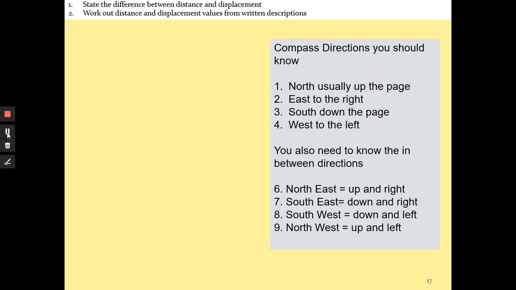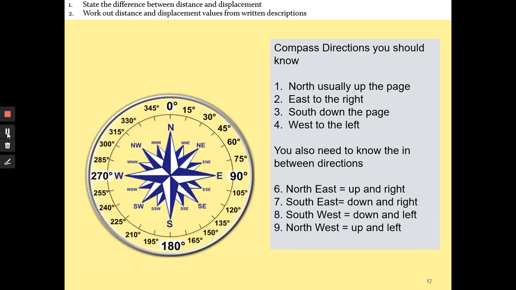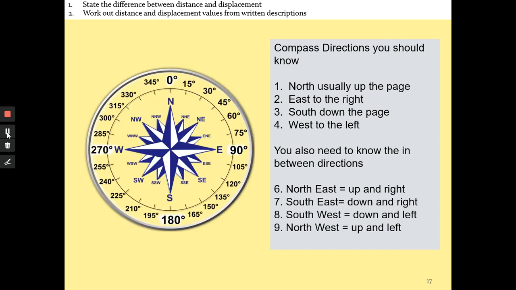Now, before we move on to thinking about measuring displacements, I need to check that you know your compass directions and how to represent them on a page. So if I put my compass up here, you'll notice north is pointing up the page on the compass needle there, east is pointing to the right, south is pointing down the page, and west is pointing to the left. And so that's what we use in exam questions. North is up the page, east is to the right, south is down, and then west is to the left.